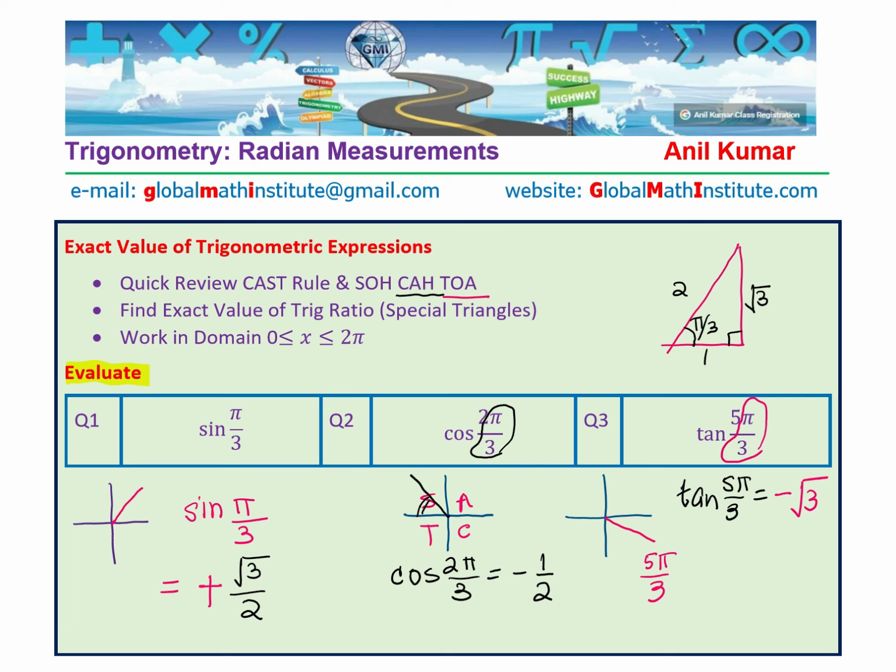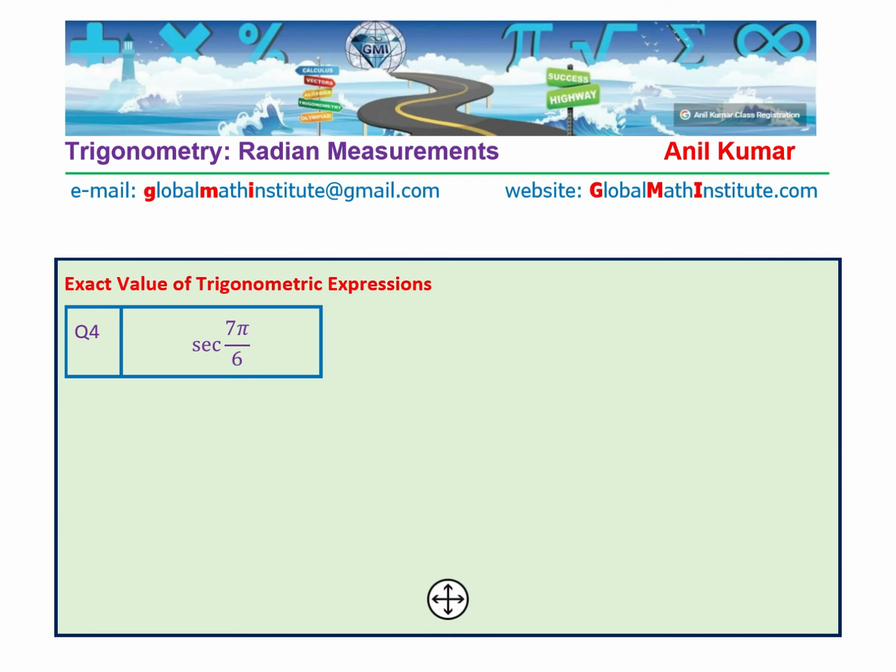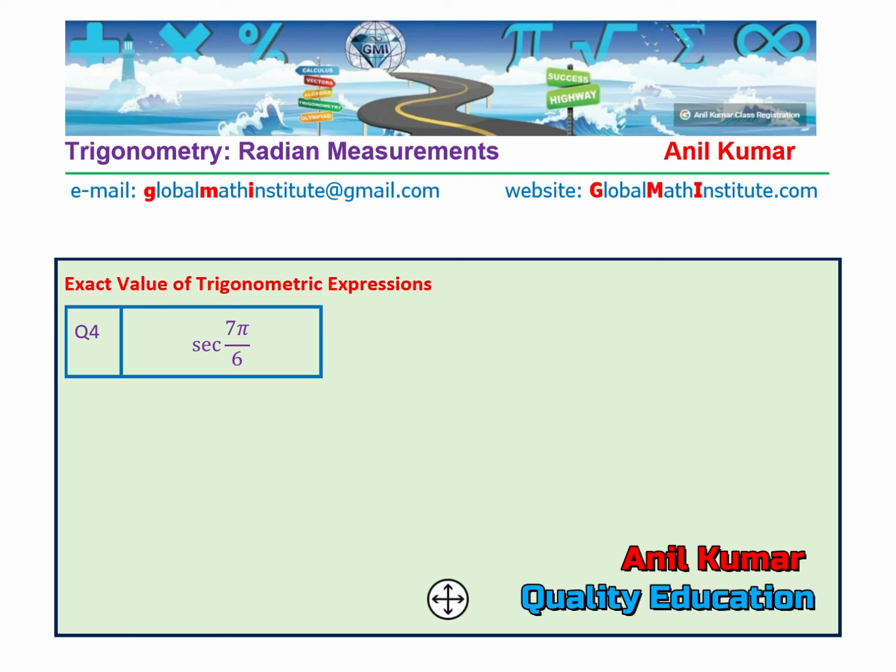So I hope you understand how using one special triangle, which is pi by 3, pi by 6, pi by 2, we have solved the basic trigonometric ratios in different coordinates. Now, that is your foundation. Let's begin with the other question.